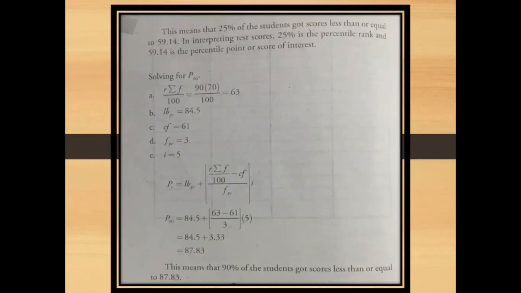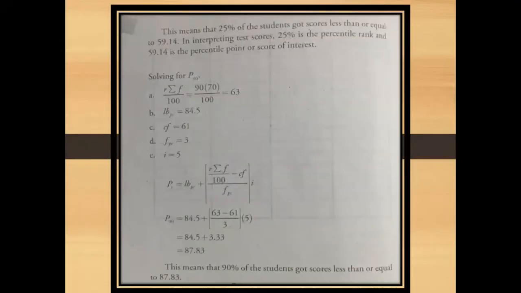Okay, 90% po kasi nga 90th percentile. Okay, pwede din naman lagyan natin ito na in interpreting test scores, of course, 90% is the percentile rank and 87.83 is the percentile point or score of interest.